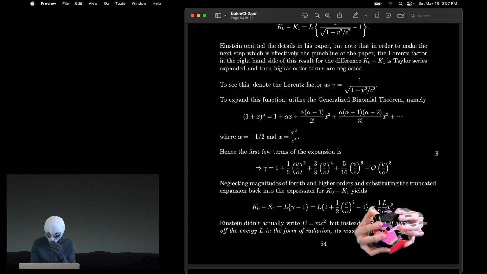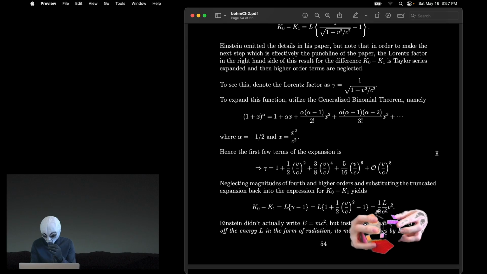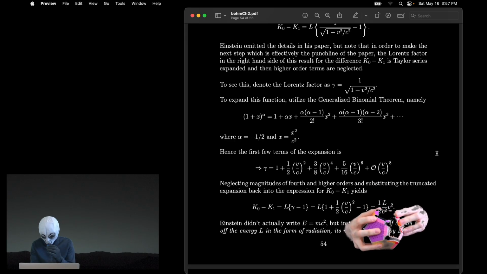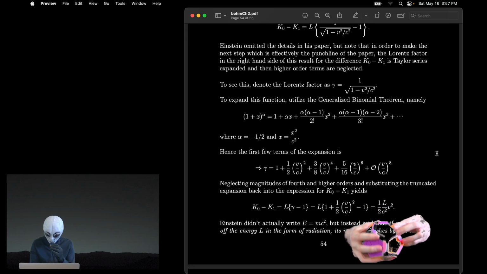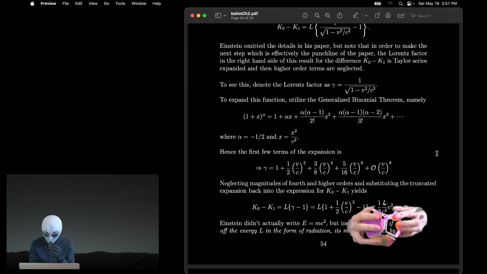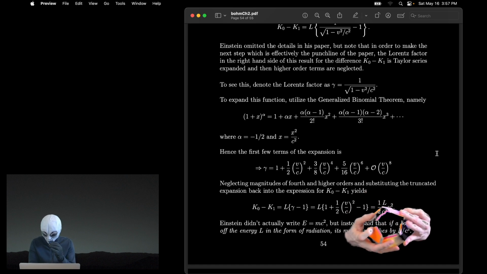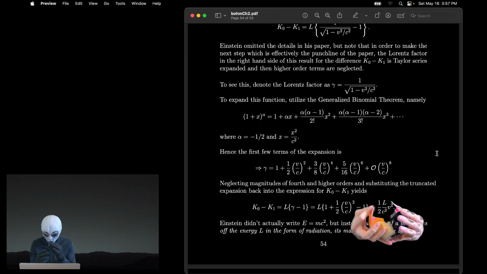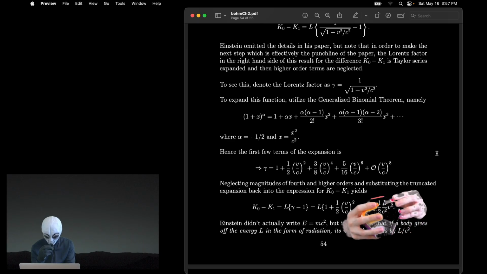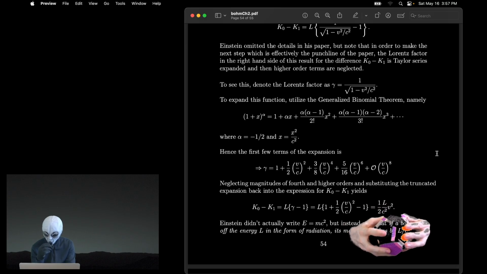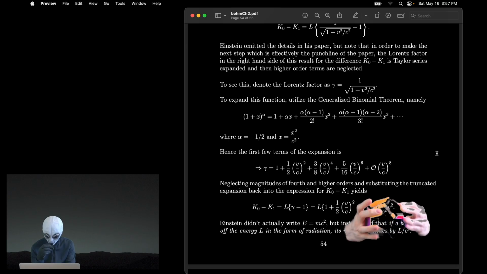being equal to 1 plus alpha times x plus a fraction with the numerator of alpha times the quantity alpha minus 1 all over 2 factorial, times x squared, plus a fraction with the numerator of alpha times the quantity alpha minus 1, times the quantity alpha minus 2, all over the denominator of 3 factorial, times x cubed, plus etc. Where alpha in this case equals negative 1/2 and x in this case is v squared over c squared.